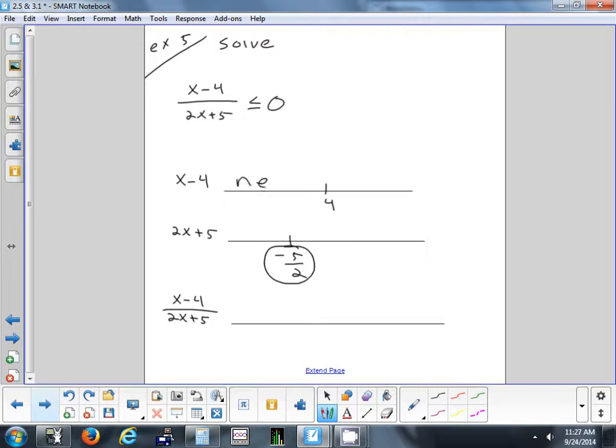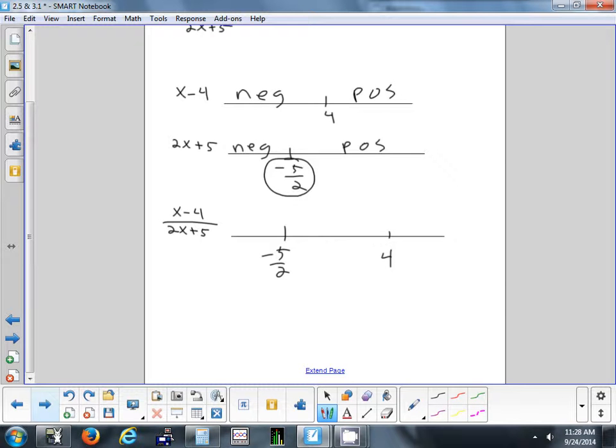Yeah, I can do it quick. So it'd be negative, positive. On this one, that would be negative. That would be positive. And the final answer: in the section less than negative 5 halves, that's negative divided by negative. It's positive. Between negative 5 halves and 4, that's a negative divided by a positive. That would be negative. Bigger than 4, positive divided by positive.